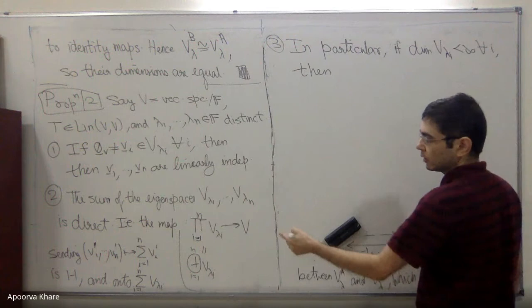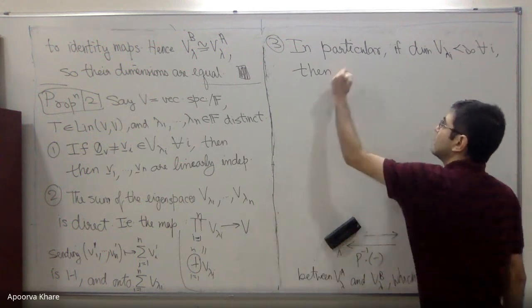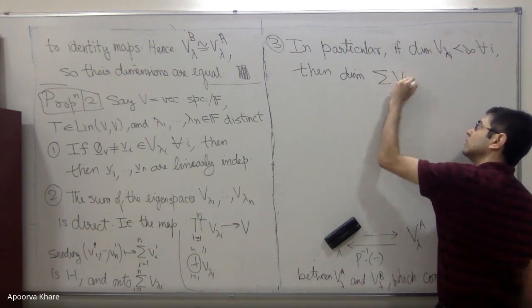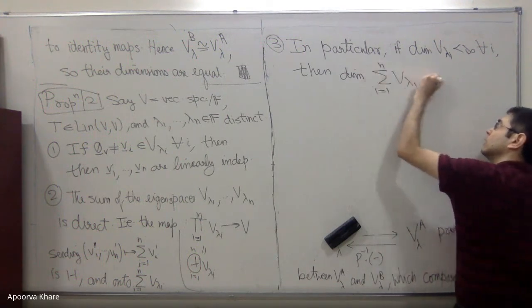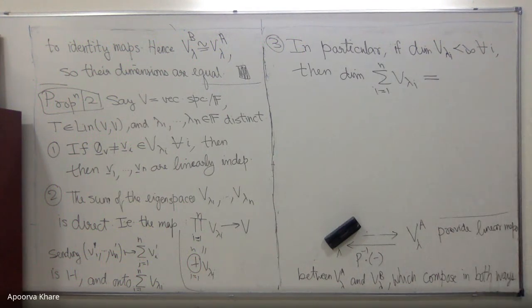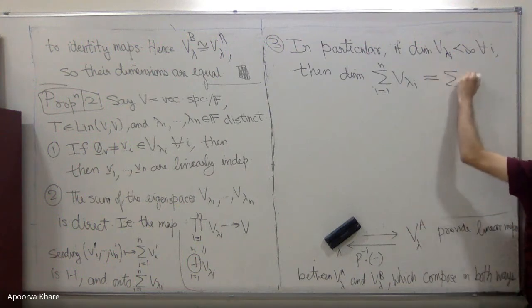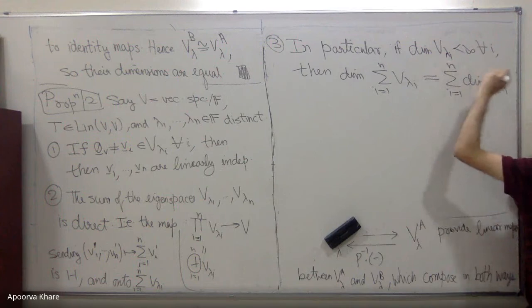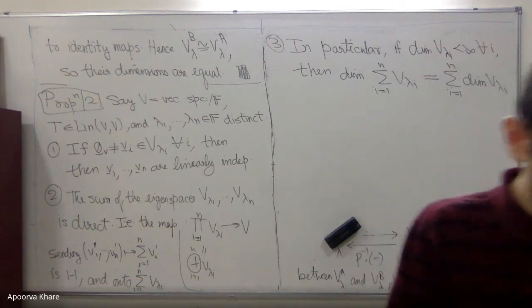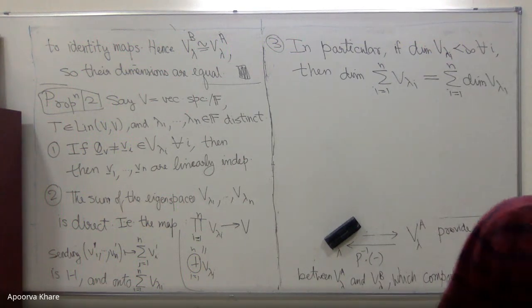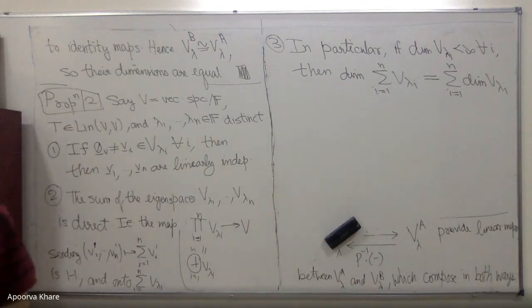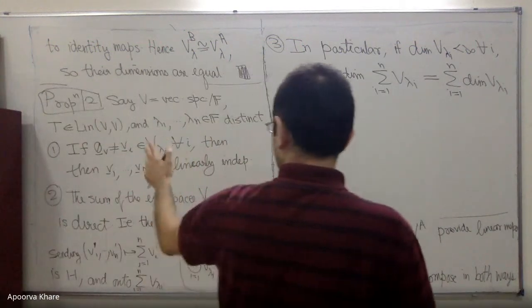Then what? Then the dimension of the Minkowski sum equals the sum of the dimensions. Okay, great. So that is what it is. Fine. These are what we want.